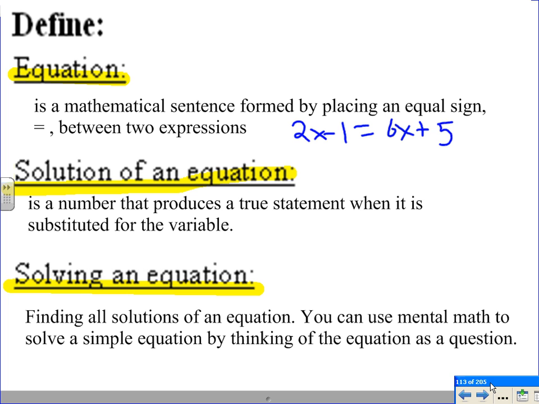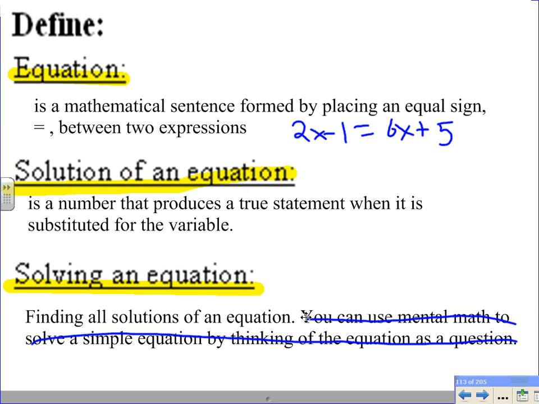I'm going to cross this part out. Don't write the second part, I'm going to read it though. All I need you guys and girls to write down is the first part. So solving an equation is finding all solutions of an equation. There are some times where you can have no solution or many solutions when you're solving an equation, which we'll get to later on.